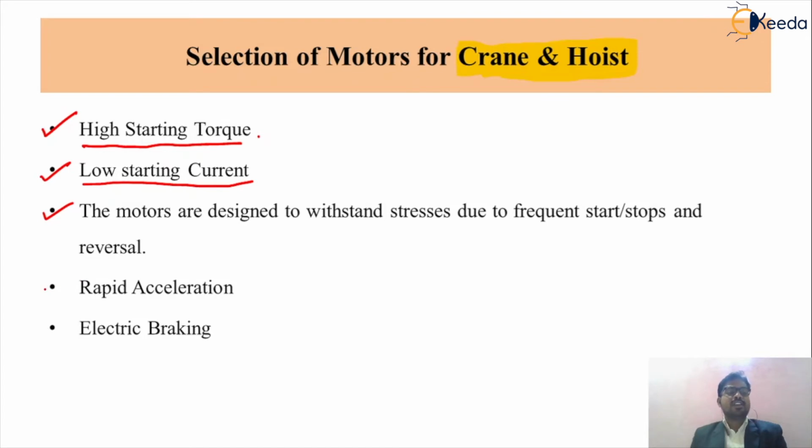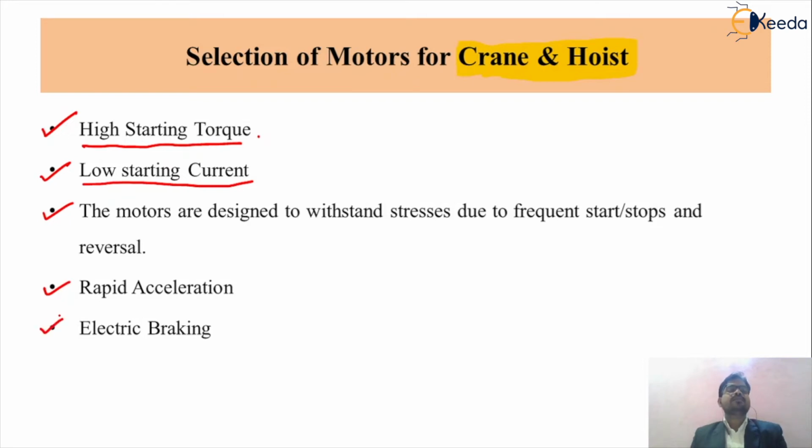Then the next selection criterion is that the motor should have rapid acceleration, because in a very short duration of time we want to move the object from one place to another by means of the crane and hoist. So the motor should have rapid acceleration for a crane and hoist drive.